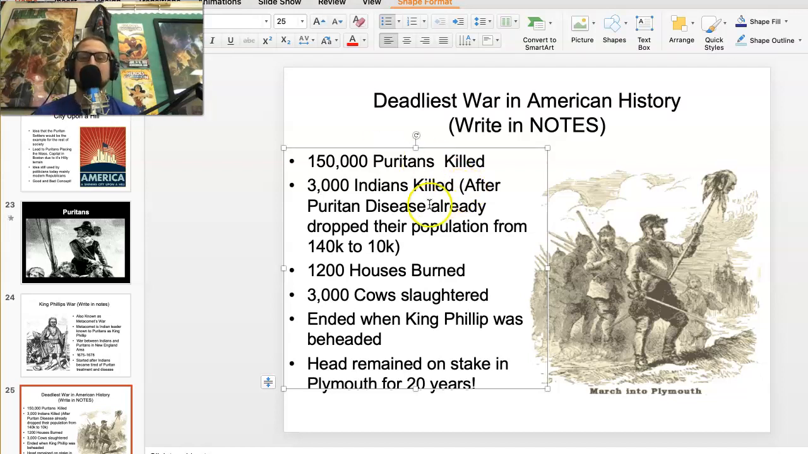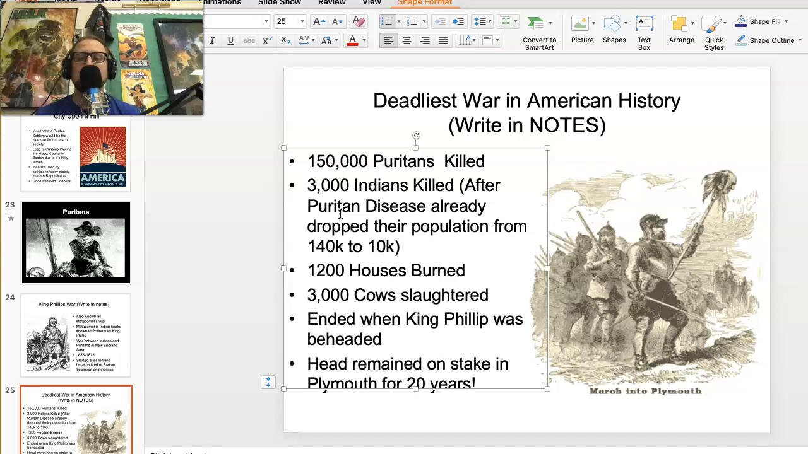But keep in mind, this was after Puritan disease had dropped their population in New England from 140,000 to 10,000. So 3,000 out of that 10,000 estimated population, not quite genocide. They weren't completely wiped out, but it was heading toward that direction. 1,200 houses burned, 3,000 cows slaughtered.